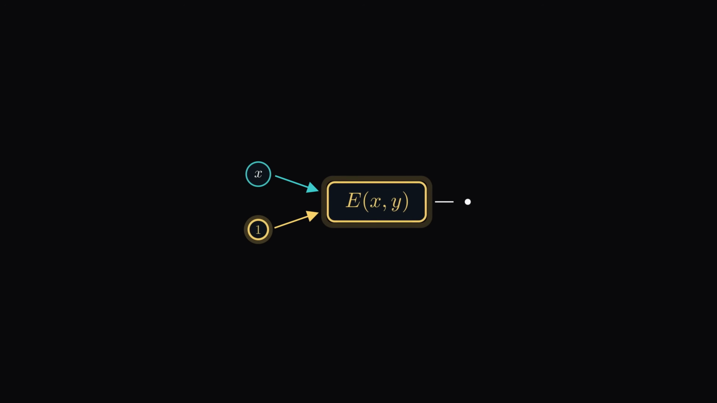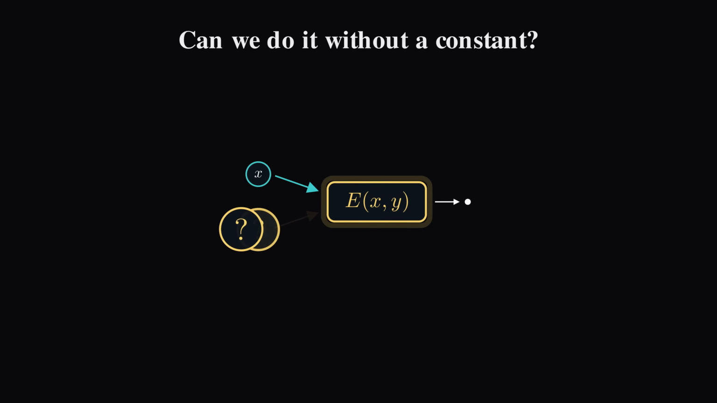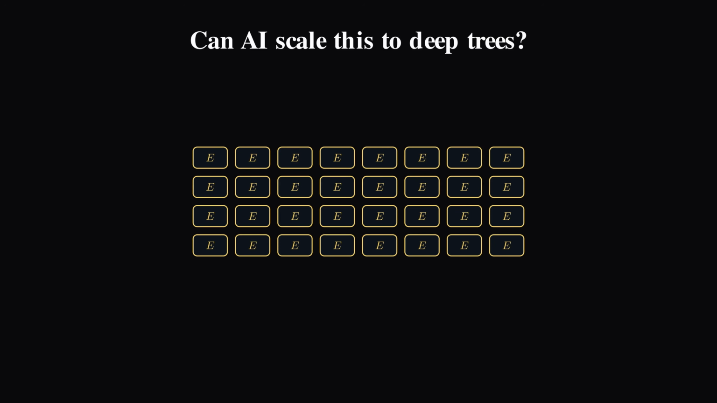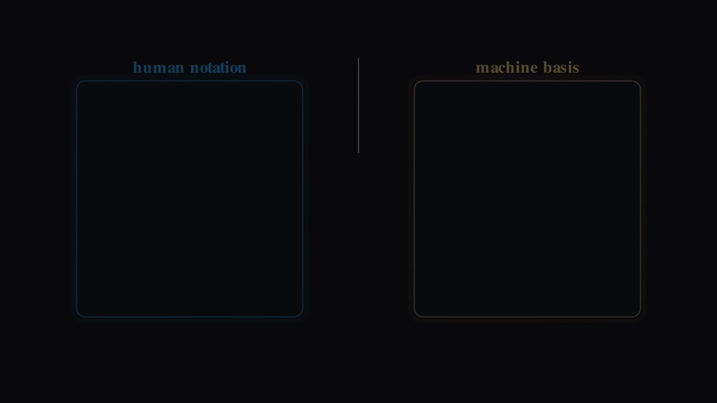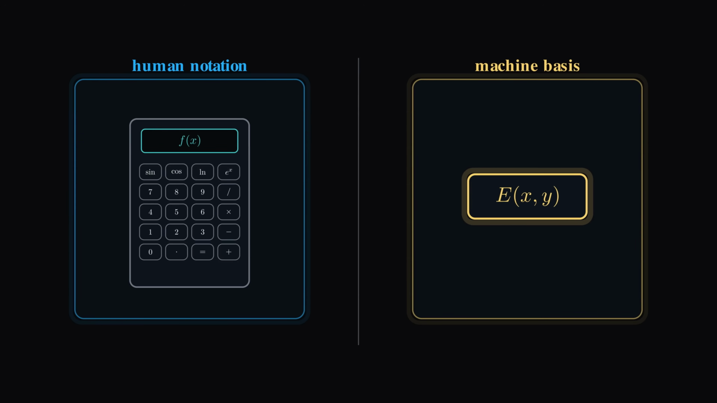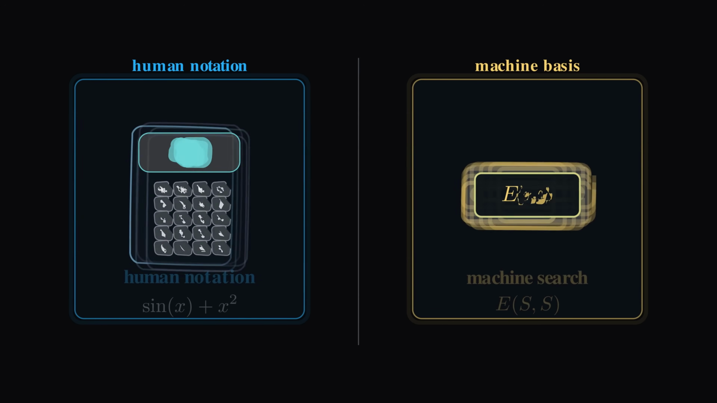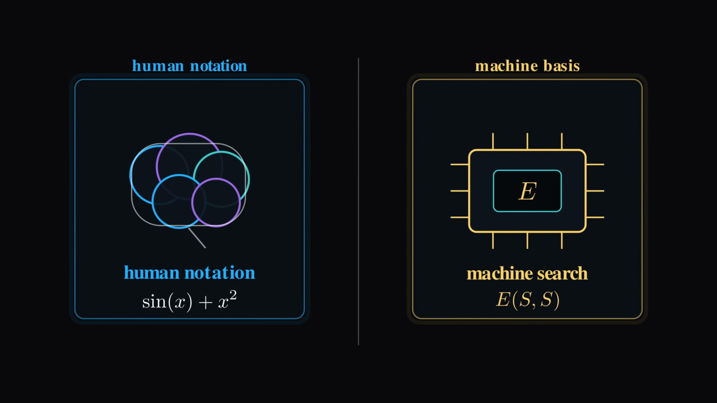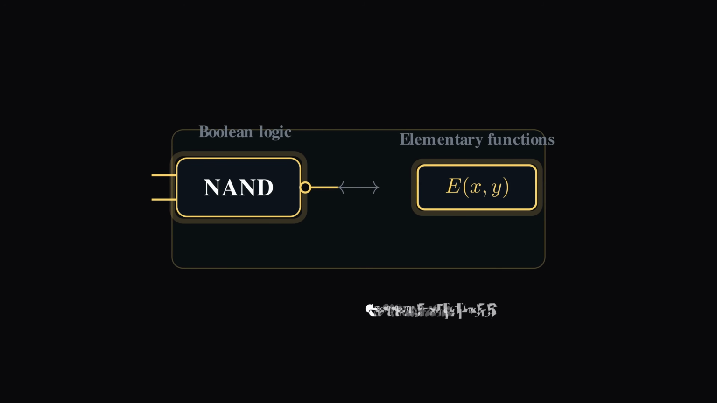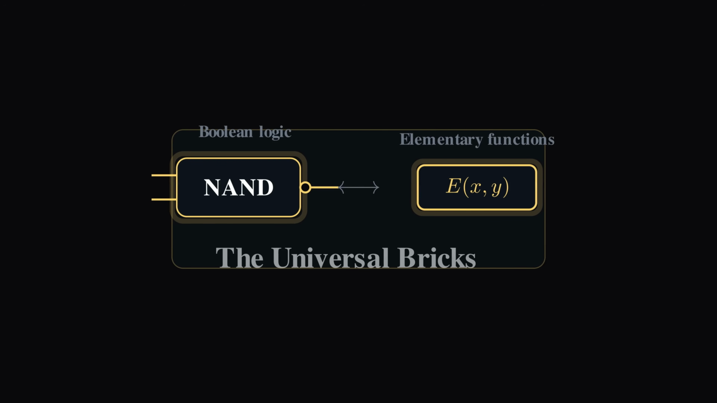The paper also leaves certain natural questions open. For example, can a basis like this work without an explicit constant? Additionally, can symbolic regression scale these uniform trees deeply enough to be useful on hard data? Ultimately, this paper concludes that the goal wasn't to replace human notation. Humans do and should need to keep compact symbols like sine, log, and multiplication. But machines often benefit from a uniform grammar. And that is why the NAND analogy we established in the beginning is so useful. EML could be a universal brick for continuous mathematics.